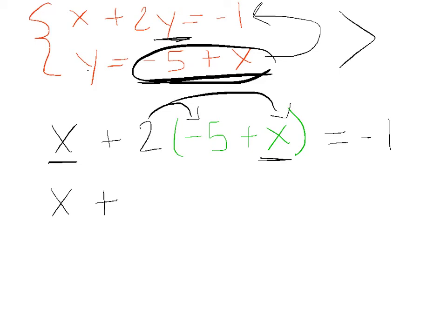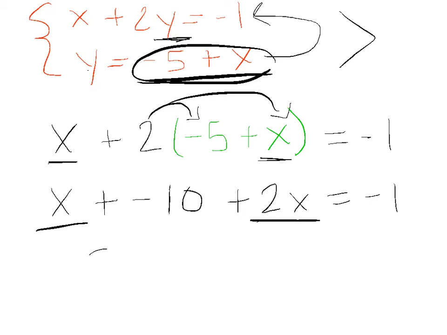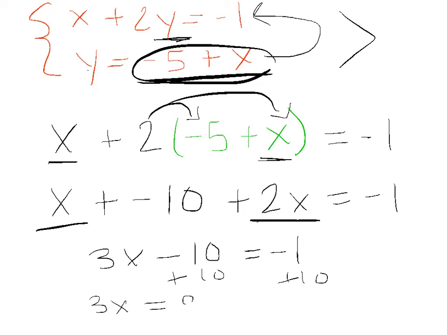2 times -5 is -10, plus 2x equals -1. Make sure you put your like terms together. So 3x minus 10 equals -1. I'm going to add that 10 to the other side. So I've got 3x equals 9.